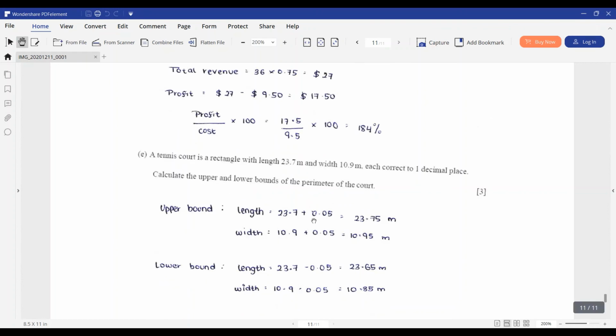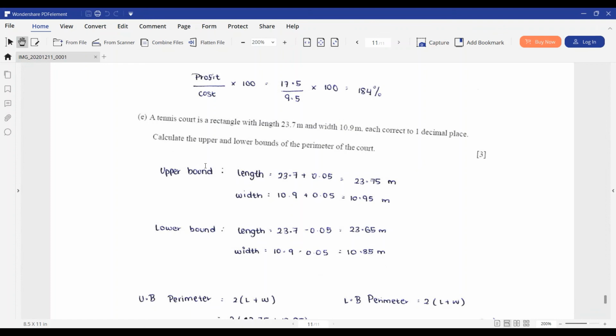Part E. A tennis court is a rectangle with length 23.7 meters and width 10.9 meters, each correct to one decimal place. Calculate the upper and lower bounds of the perimeter of the court. So the first thing we want to know is what the upper bound and lower bound are. The upper bound is basically the maximum value of an object. When you receive something from the factory, it may not be the exact dimensions. There's a room for error. So this is what upper bound and lower bound are meant for.